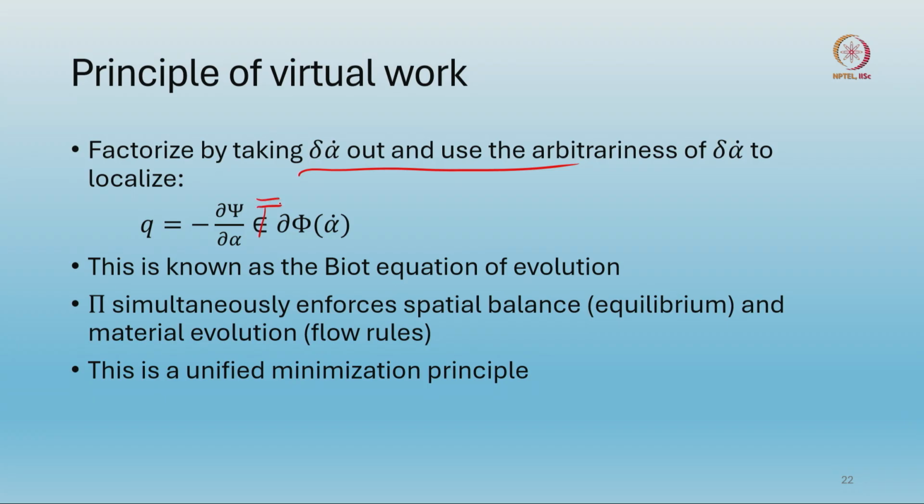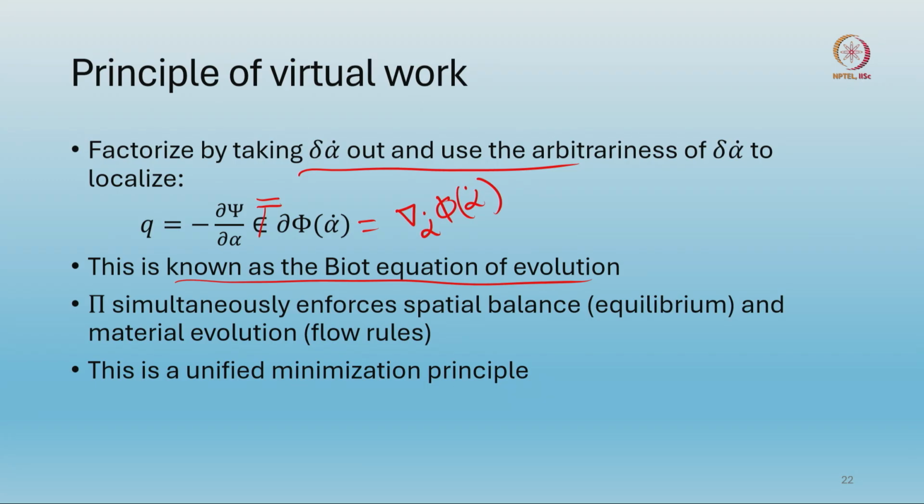So, this is replaced by equal to, okay. There is no discontinuity or non-smoothness anywhere, right. What we have is that this is nothing but the gradient with respect to alpha dot of phi as a function of alpha dot, you understand. So, that is nothing but equal to minus del psi by del alpha, call that as q, okay. This is the Biot equation of evolution. This is essentially what you have by the flow rule. This is basically the flow rule.